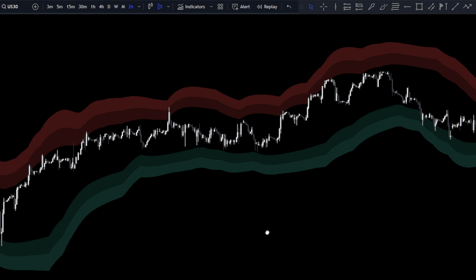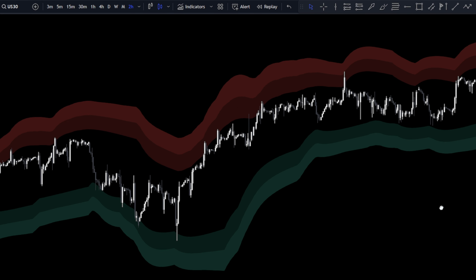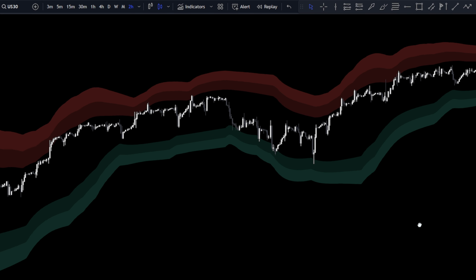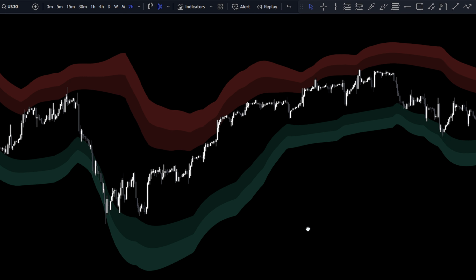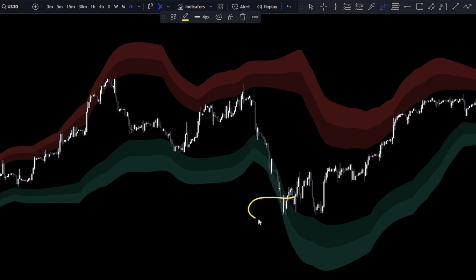Next, the reversal zones. These zones highlight market tops and bottoms, working best in ranging markets. We'll use them to spot potential trade entries, looking for buy opportunities when the price touches the green zone and sell opportunities when it touches the red zone.